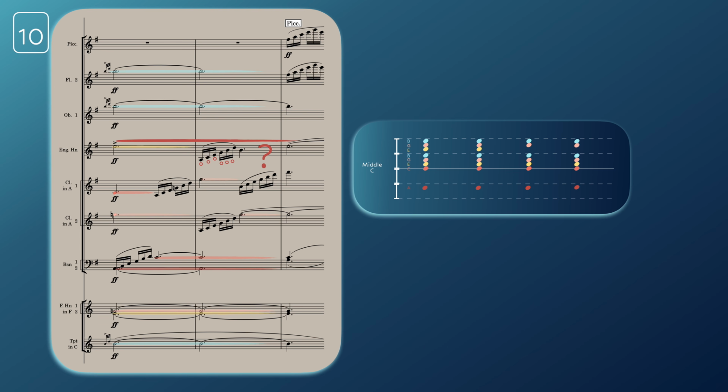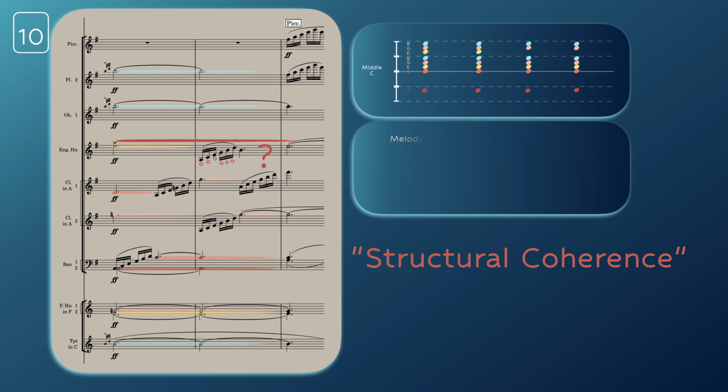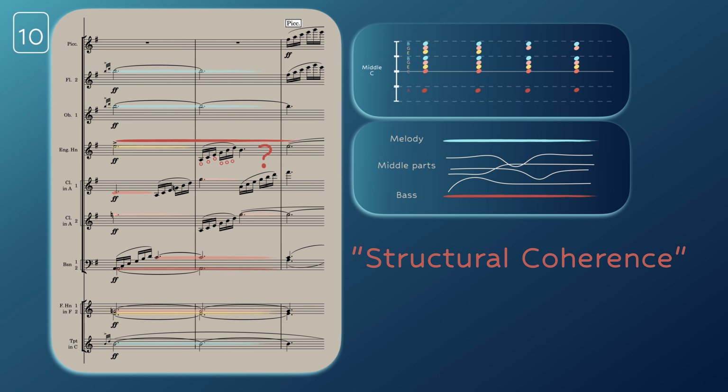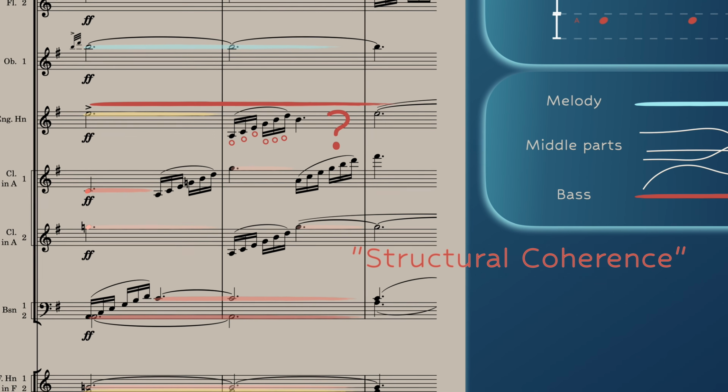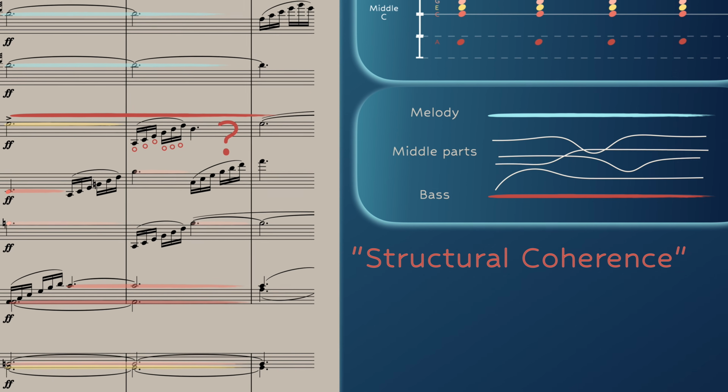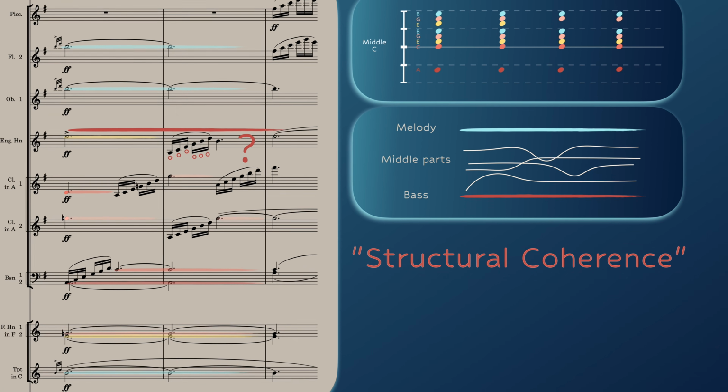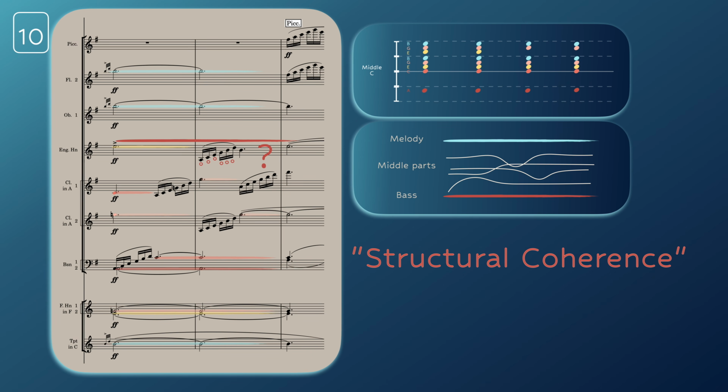My explanation is structural coherence. Every woodwind instrument except the top melody and the bass is moving. The English horn is one of these middle part instruments. The logic is more coherent if the English horn moves as well. Structural coherence makes orchestration much easier.